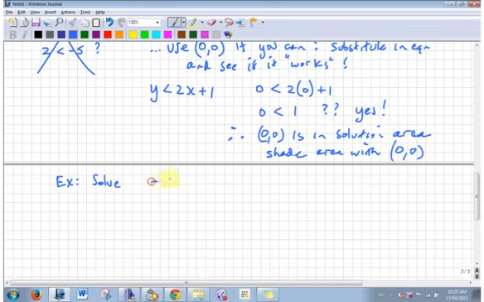Solve. There is a linear inequality. What does it mean, solve? It means graph it and then shade the solution side of that line. So what do I do? Step 1. Find the boundary line. In other words, pretend this is grade 10.